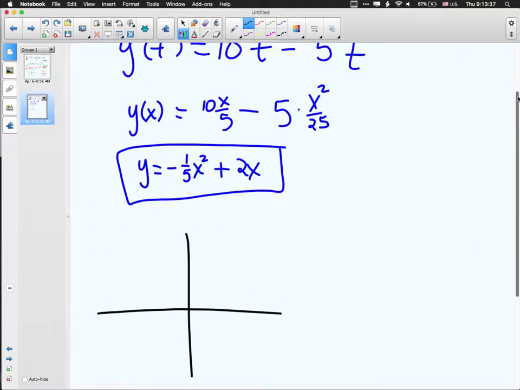So, John, what does your graph look like? It's like a parabola, but it stops. Yeah, it looks like that. And this graph here is x of t equals 5t, y of t is 10t minus 5t squared. On the other hand, if you just graph y equals negative 1/5 x squared plus 2x on your calculator, what do you get? How's it different from this?